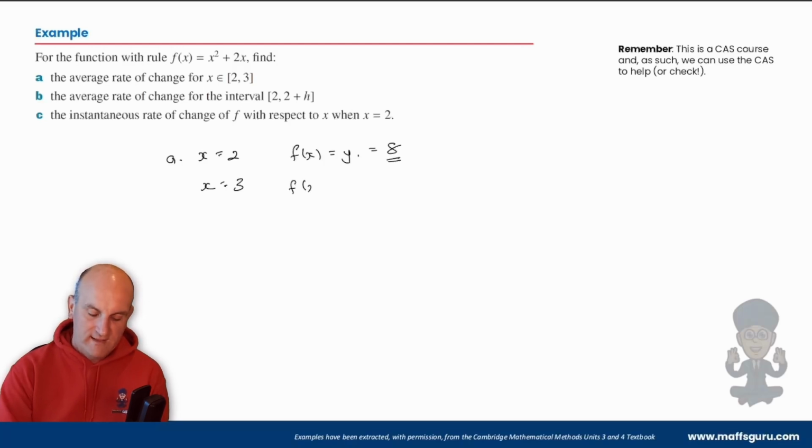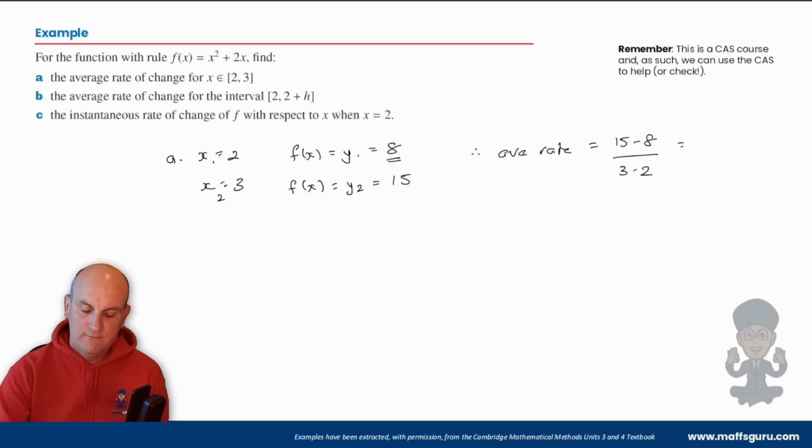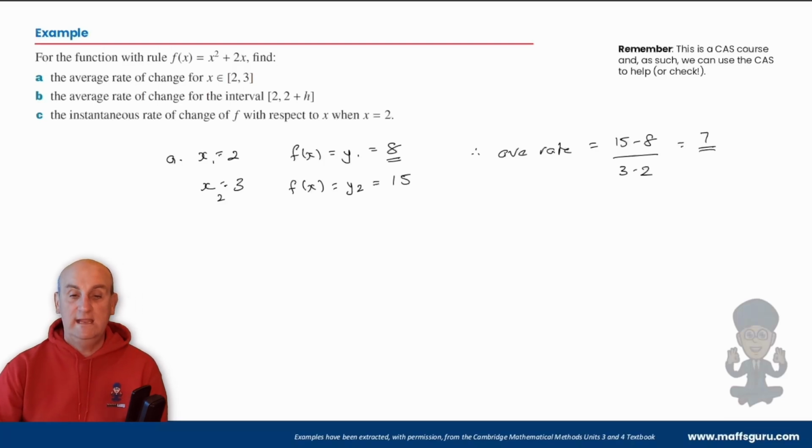Here, my f of 3, which in this situation is going to be y2, because that's going to be my x1 and my x2, is going to give me, well, I've got 3 there. 3 squared is 9, plus 6 is 15. And so therefore, my average rate of change is going to be y2, 15, minus 8 over 3 minus 2, which is going to give me 7. Right, so my gradient there, as far as I'm concerned, is going to be 7.